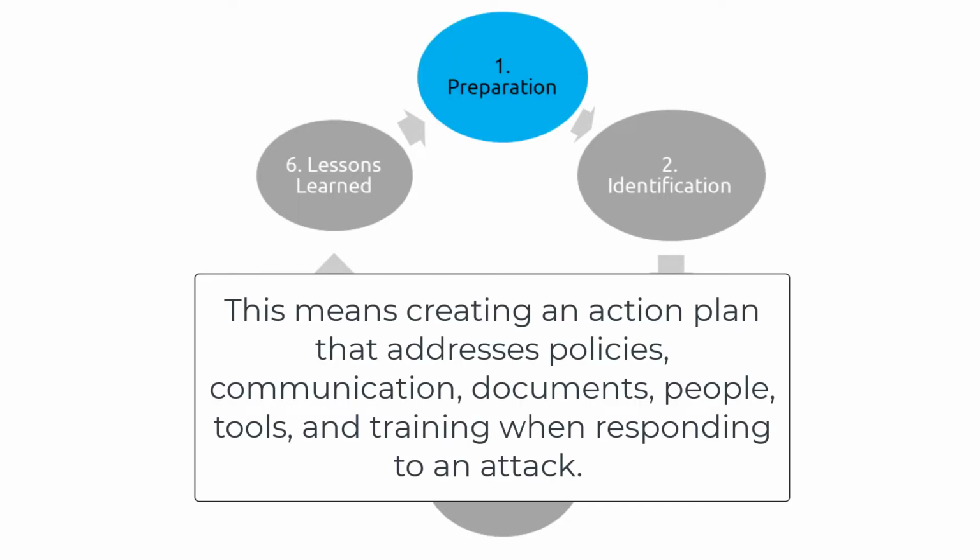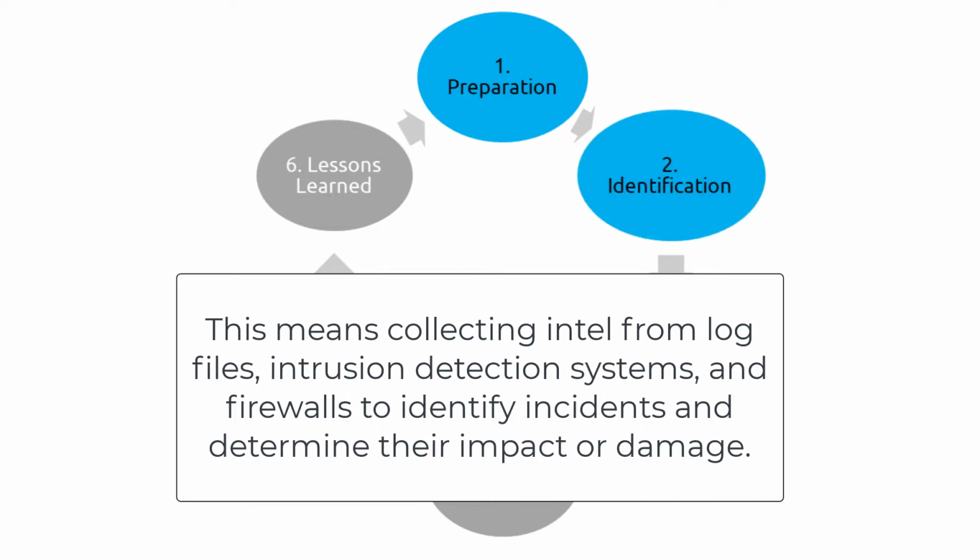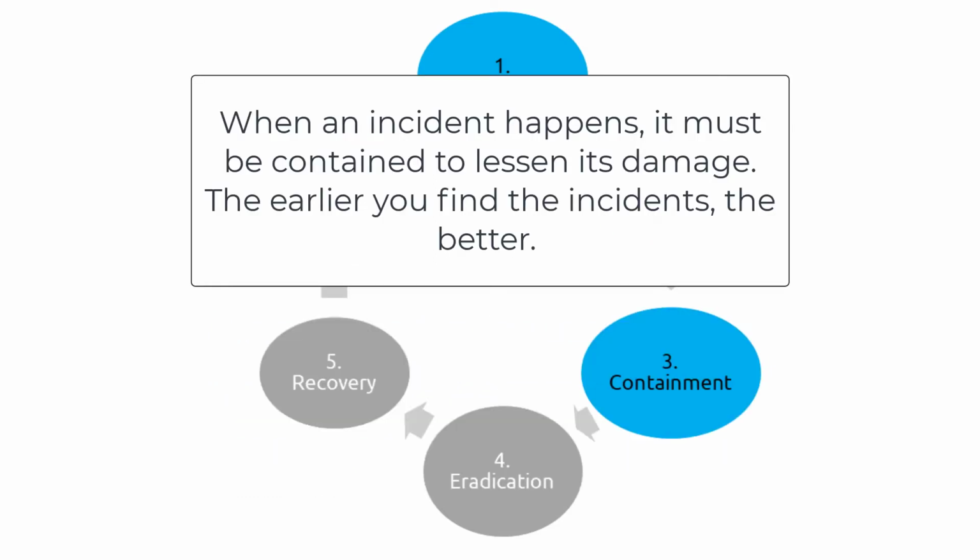Step 1. Preparation. This means creating an action plan that addresses policies, communication, documents, people, tools, and training when responding to an attack. Step 2. Identification. This means collecting intel from log files, intrusion detection systems, and firewalls to identify incidents and determine their impact or damage.